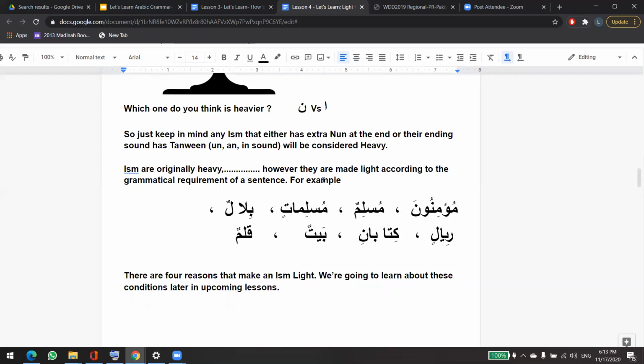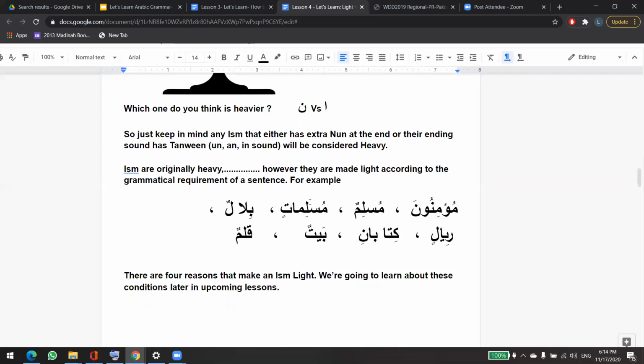However, they are made light according to the grammatical requirement of a sentence. It is like when you have original ingredients and then you use the ingredients to make something. So originally words are heavy, but when you incorporate them into a sentence, because of the condition of the sentence, sometimes, not all the time, you need to make the heavy ism light. You need to make them light before using in a sentence.